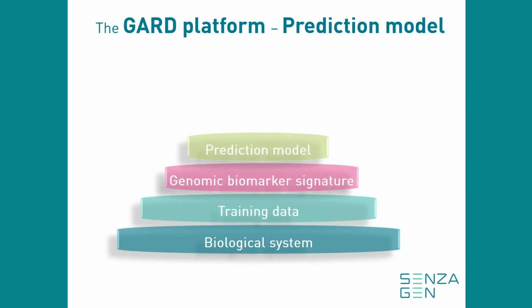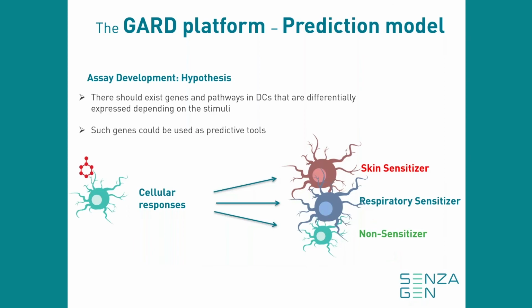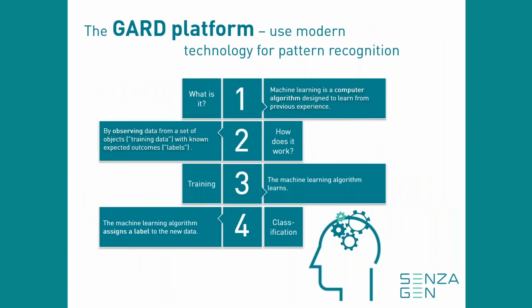So just to briefly remind you where in the process we are. What we have done now is that we have identified the differentially regulated genes in our cell system, and they are what we refer to as the genomic biomarker signature. Now we need to find a way to use these genes as a predictive tool. In order to do that, we use something called pattern recognition and machine learning.